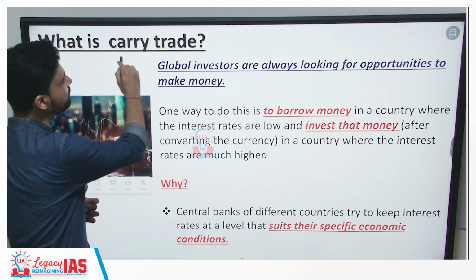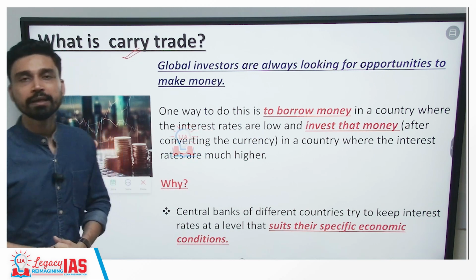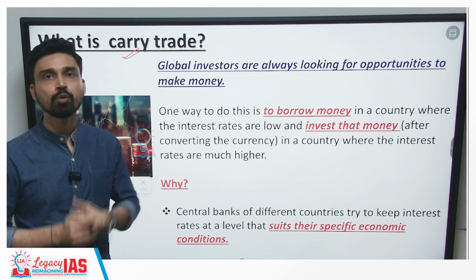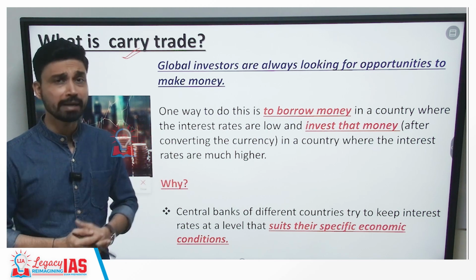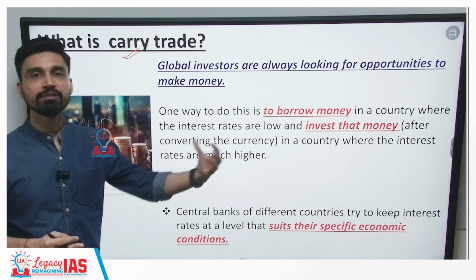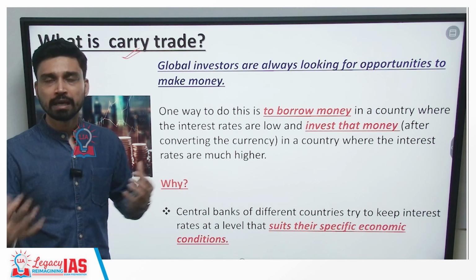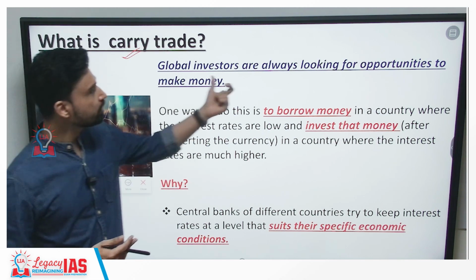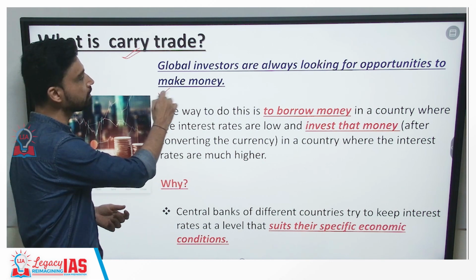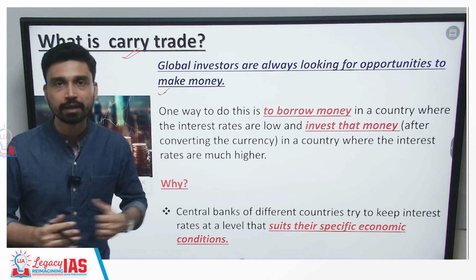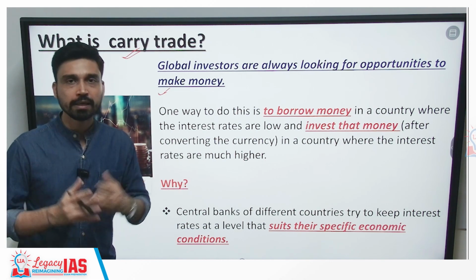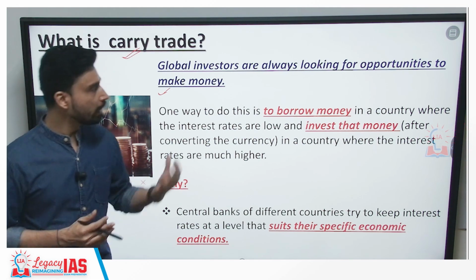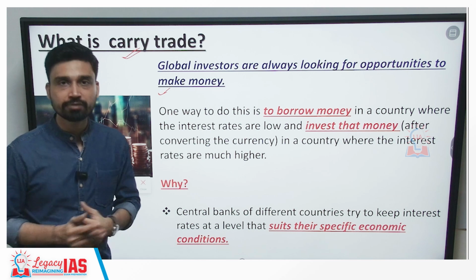So let us try to understand in simple terms what we mean by the carry trade. We know that all across the world there are investors who are not limited to one market, who can be termed global investors, who invest in different asset classes across emerging markets, developing markets and developed countries. These investors are always looking for opportunities to make money. One way they are able to make money is they borrow money, which is nothing but capital, in a country where interest rates are low.